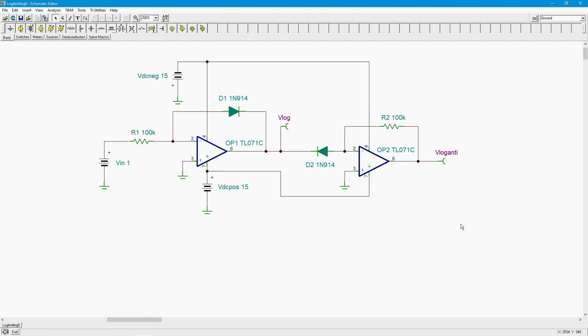What happens when you replace the feedback resistors in an inverting amplifier with diodes?